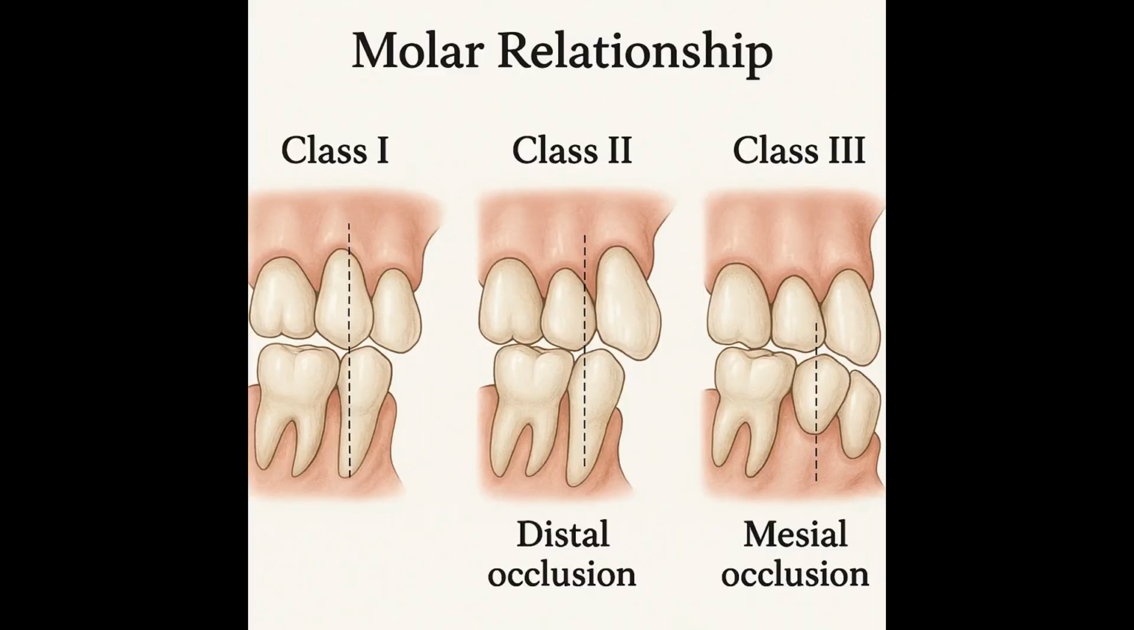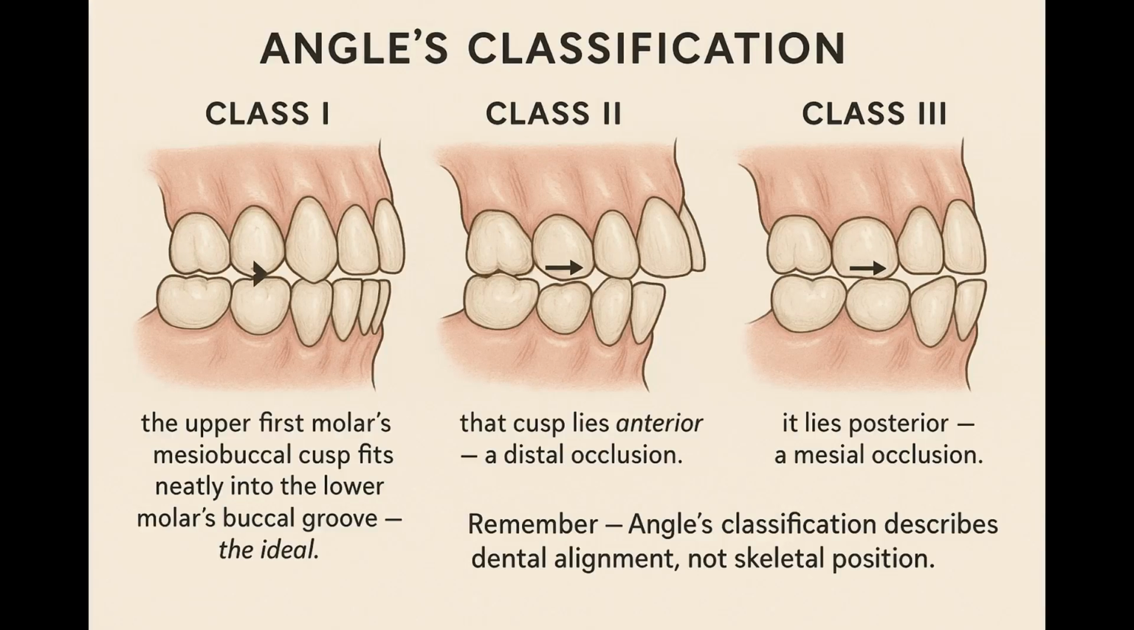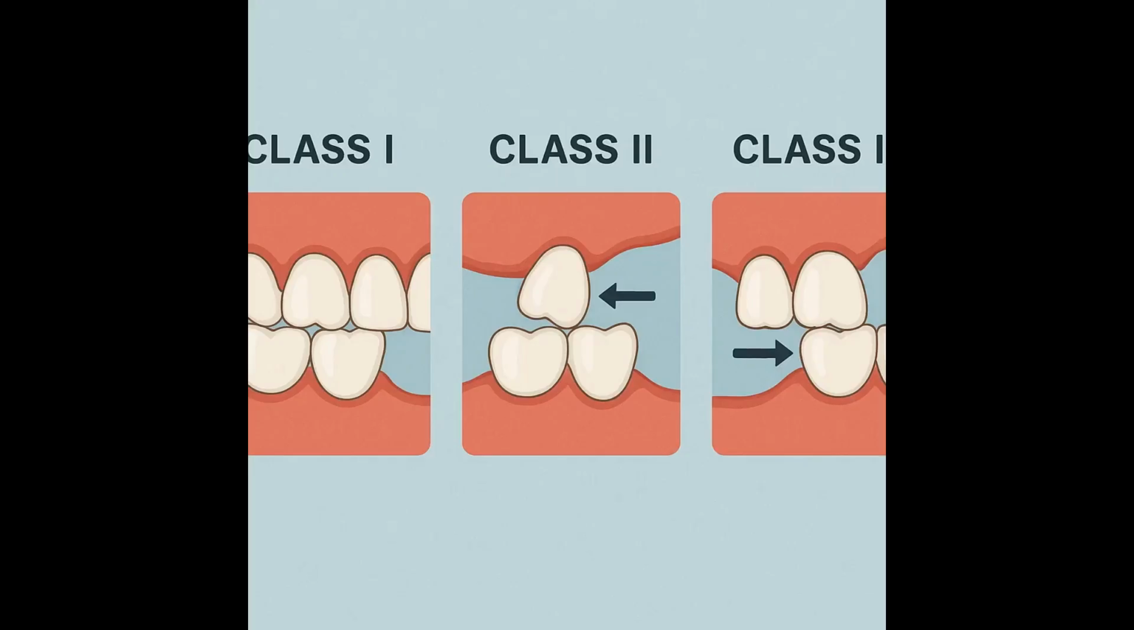For molar relationship, we follow Angle's classification. Class 1, the upper first molar's mesiobuccal cusp fits neatly into the lower molar's buccal groove, the ideal. Class 2, that cusp lies anterior, a distal occlusion.